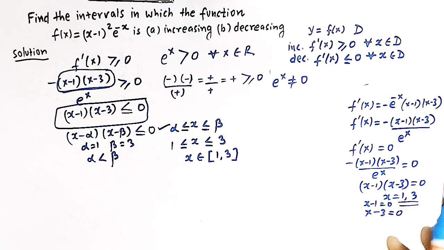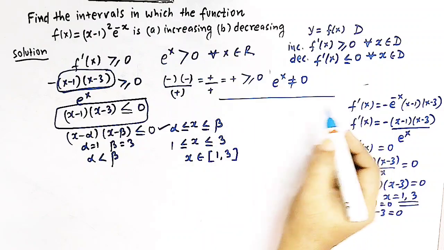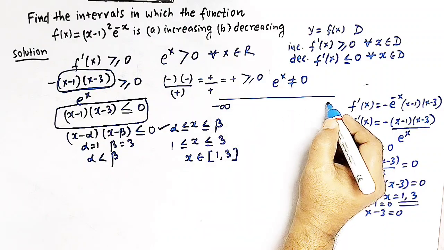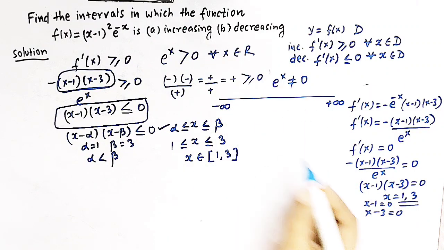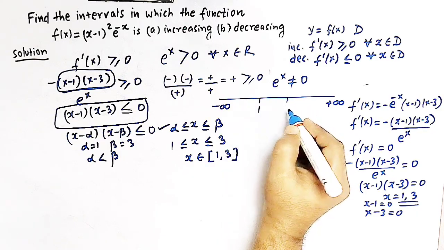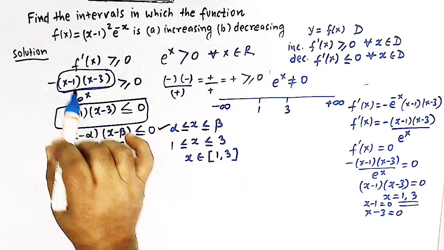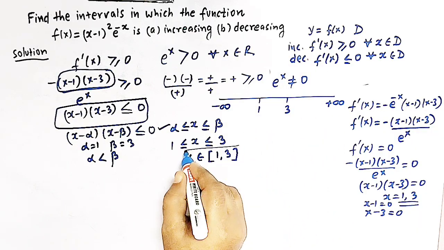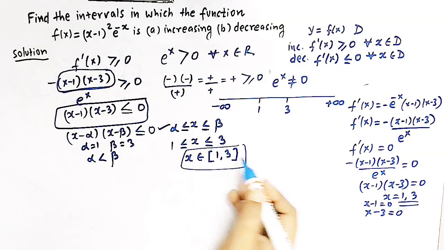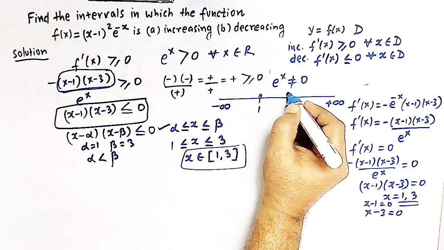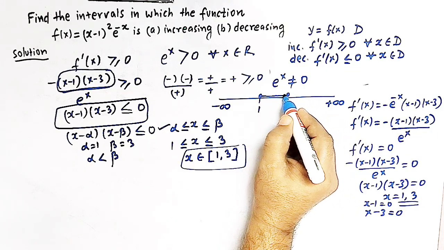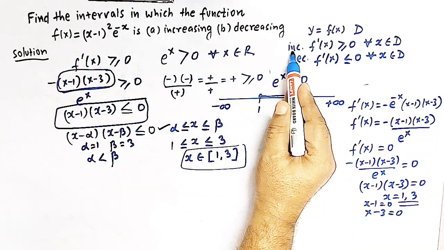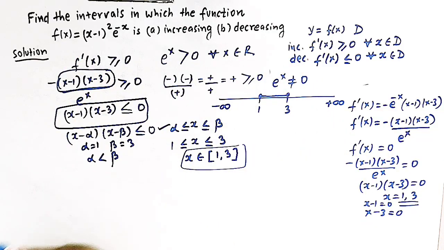So here we have the two critical points of this function f of x, that is 1 and 3. Here we have the real number line, here we have minus infinity, here we have plus infinity, and the critical points are 1 and 3, right? And this function is an increasing function in this interval x belonging to 1 to 3. So here in this region, the function is an increasing function, right?